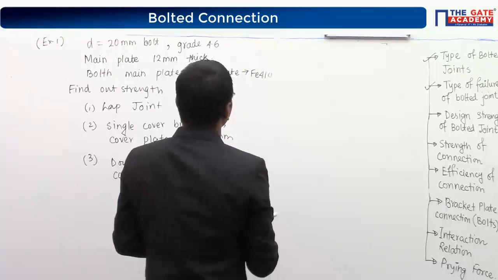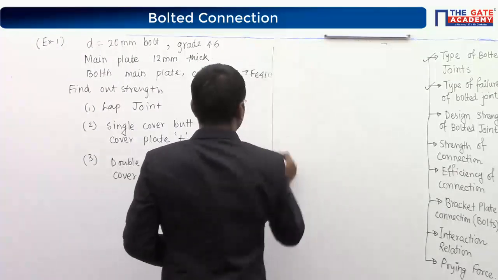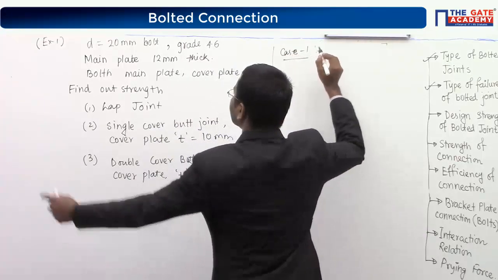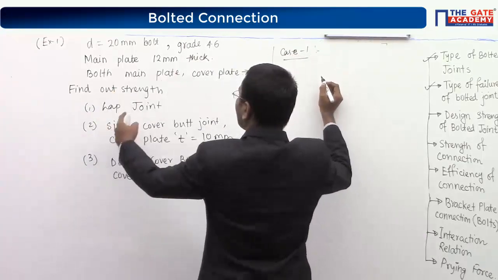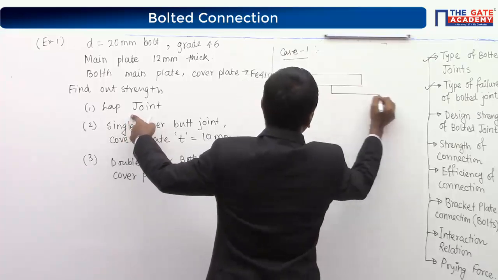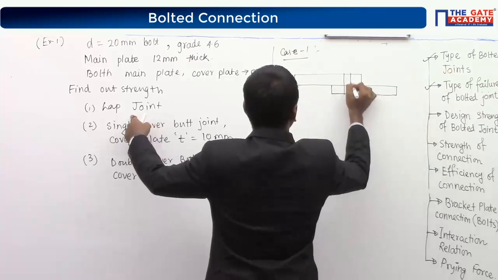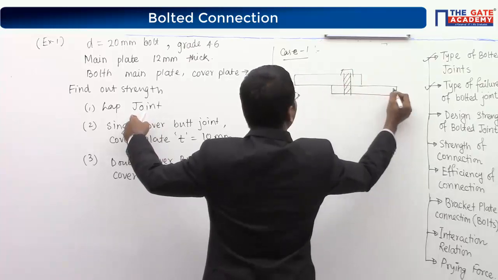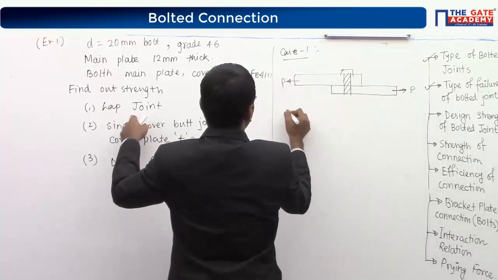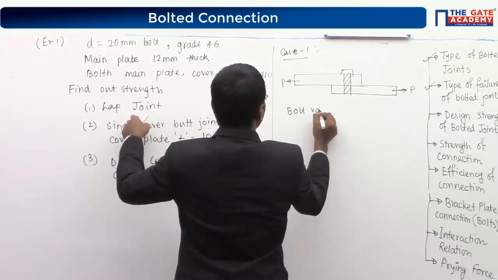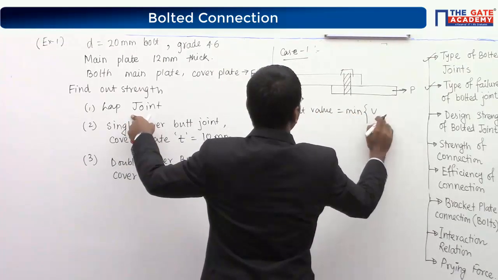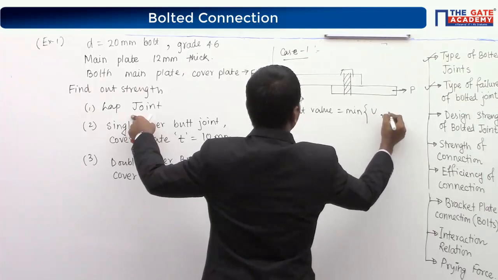So first one, for case 1, I can say main plates are 12 mm thick, connected by lap joint. So main plate, another main plate. I am assuming there is only one row of bolt, or some bolts are present, but I want to find out the bolt value itself. So bolt value equals the minimum of shear strength V and bearing strength.